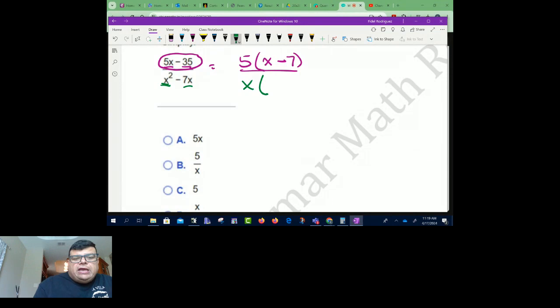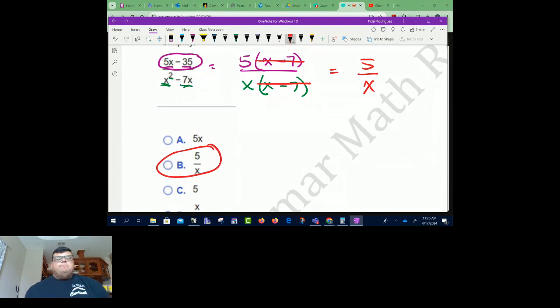If I take an X away from here, we had 2 of them, we still got 1 left over. If I take away the X from there, I still have that minus 7. Y'all, this X minus 7 and that X minus 7 are going to cancel out. Still got a 5 upstairs and an X downstairs. And again, B is my choice here, okay?